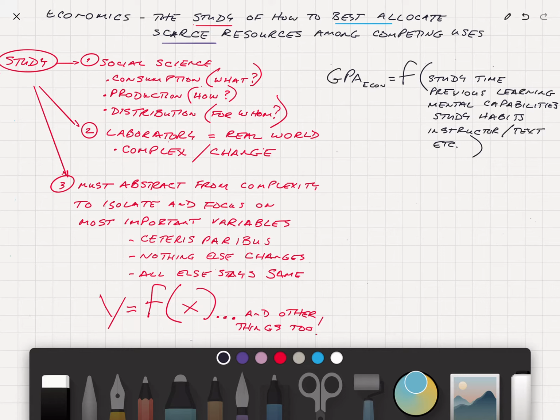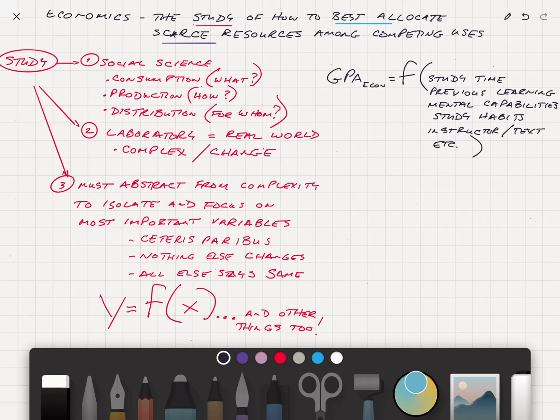I've highlighted several key terms. The one that I'm going to focus on in this lecture is the study, just giving you some background into why we do and the difficulties that are associated with the modeling that we do. A study in economics means that economics is a social science regarding consumption, production, and distribution. The three central questions are what, how, and for whom.